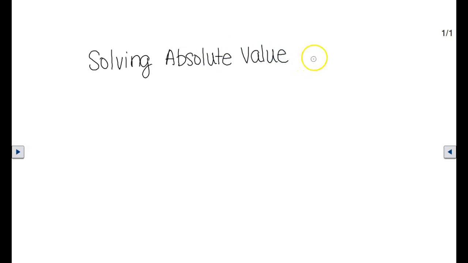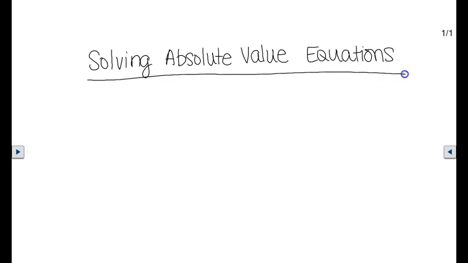All right, today we are going to be learning about solving absolute value equations. So before we work on solving absolute value equations, I think it would be a good idea for us to take a moment to review absolute value.